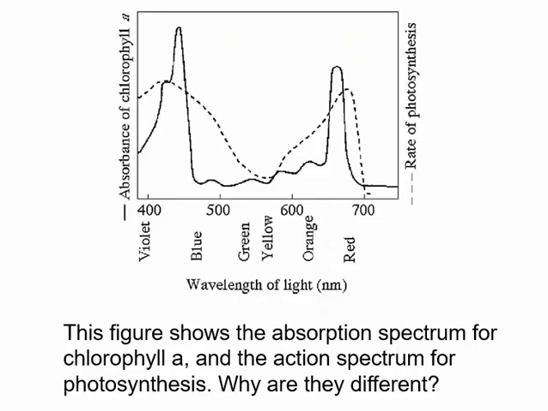Okay, so question. Here's a chlorophyll A absorption spectrum, just like we've seen. There's that action spectrum, or rate of photosynthesis, in the dotted line. Why are these things different? All right, yeah. So they're different because these are really two different things. The chlorophyll spectrum is the absorption spectrum, but the action spectrum is actual photosynthesis. And that is going to be driven by all those pigments, not just chlorophyll.